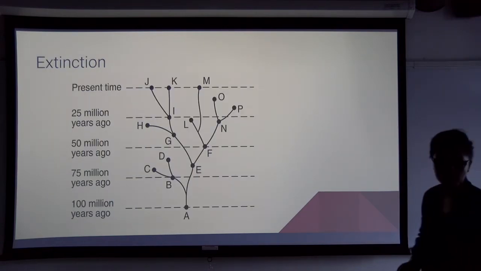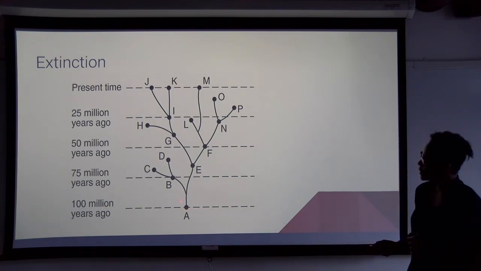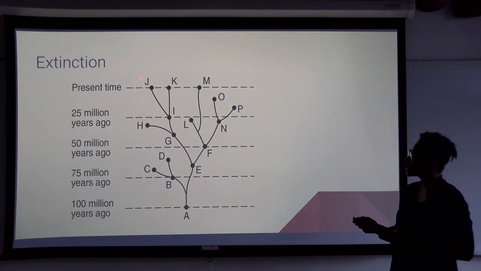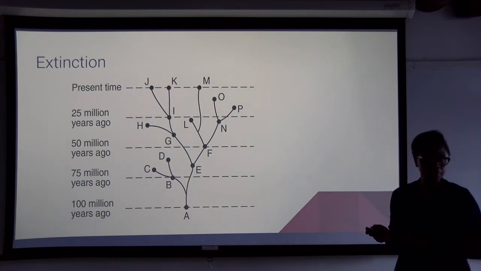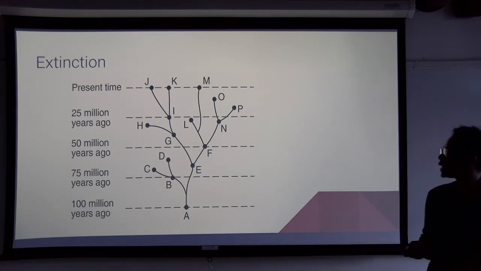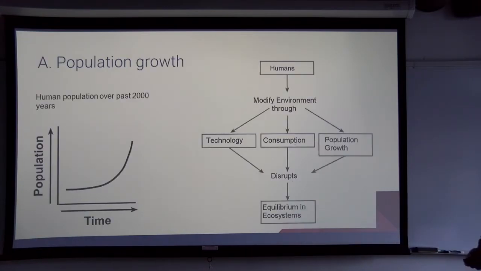Right, and here are some other questions that you could see. Here it's showing the common ancestor for all of them. Here's present time. So if organisms J, K, and M are in the present time, what does that mean about these guys here below? They're dead. They're extinct. All right? So maybe in fossil records and so forth. So you want to look at the chart showing the present time.